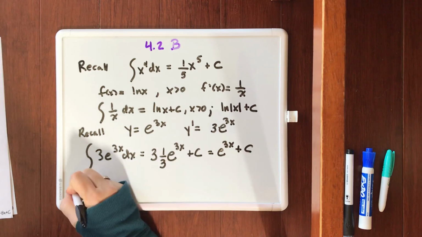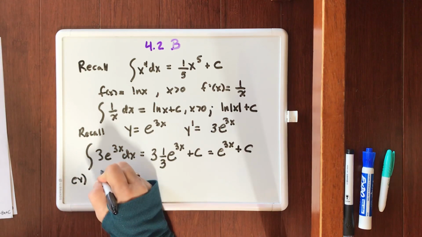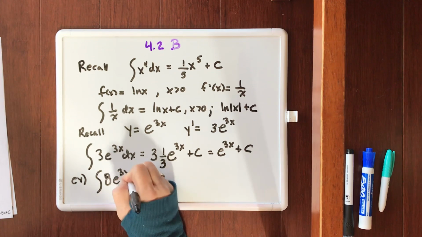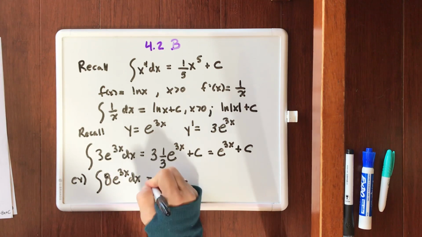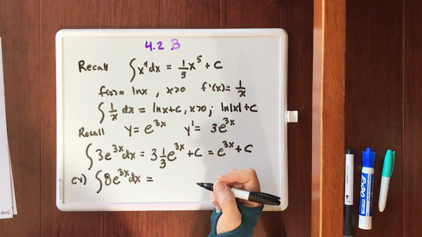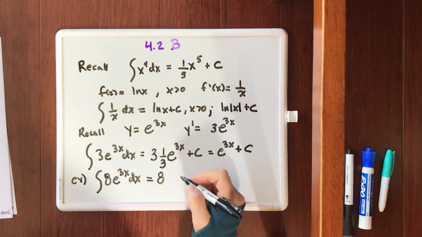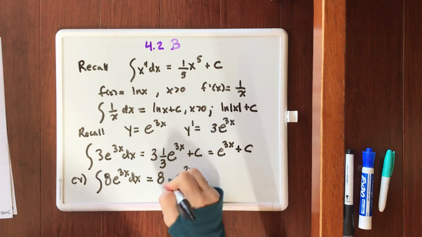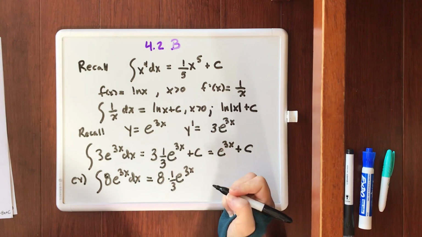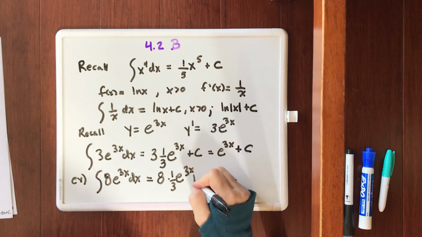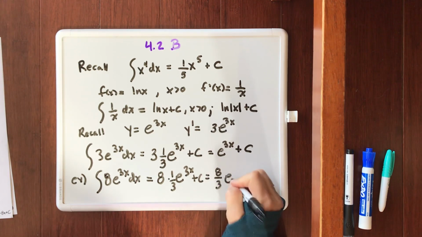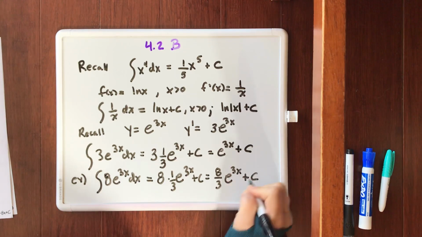So let's do another example. We're going to integrate 8e to the 3x dx. Okay, so we're going to keep the 8 there. We have e to the 3x. We're going to multiply by 1/3 plus c, and we end up with 8/3 e to the 3x plus c.